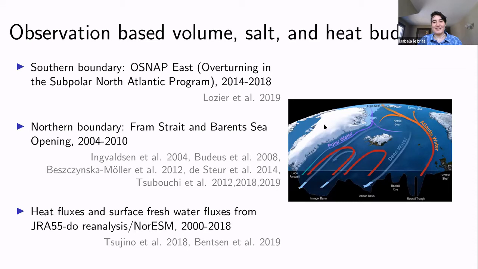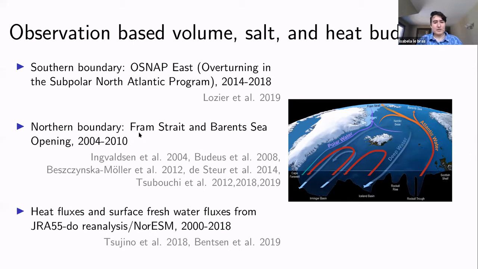So here's that framework, an observation-based volume, salt, and heat budget. So as I said before, in this schematic, the southern boundary is OSNAP East. And at OSNAP, there are observations from 2014 to 2018. The northern boundary for my budget is the Fram Strait here in the north, and then the Barents Sea opening. And then I'm going to be using heat fluxes and surface freshwater fluxes from the JRA-55 reanalysis, as well as its implementation in NorESM.